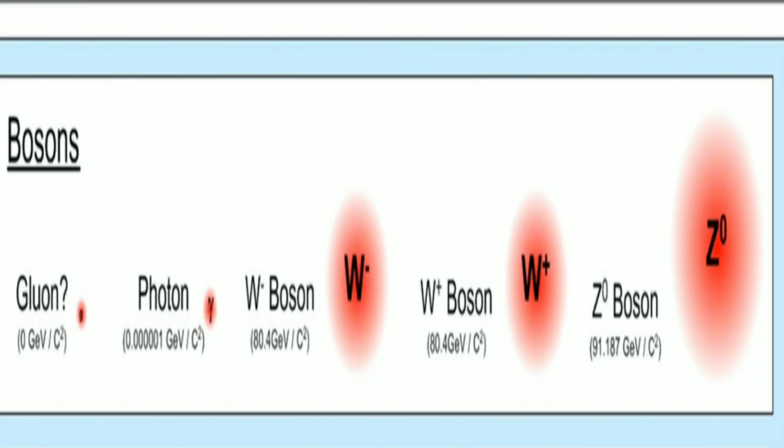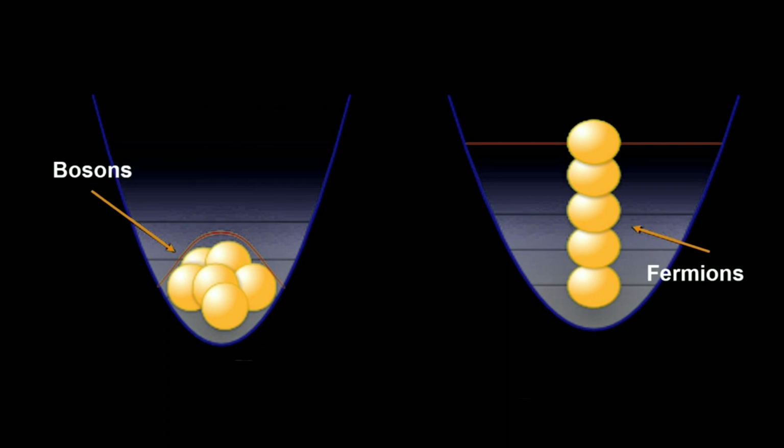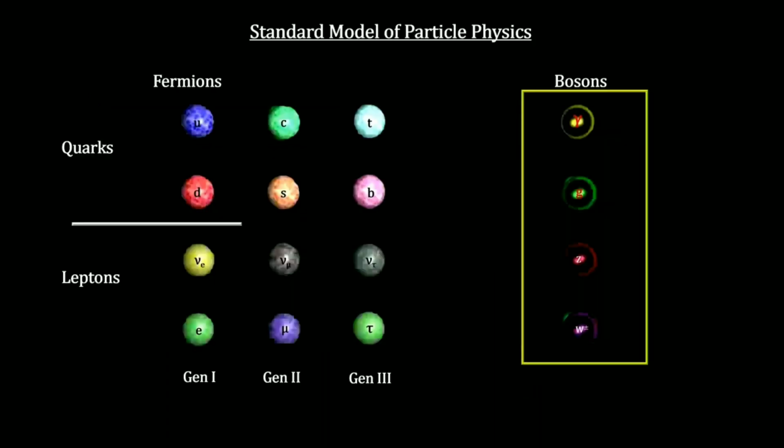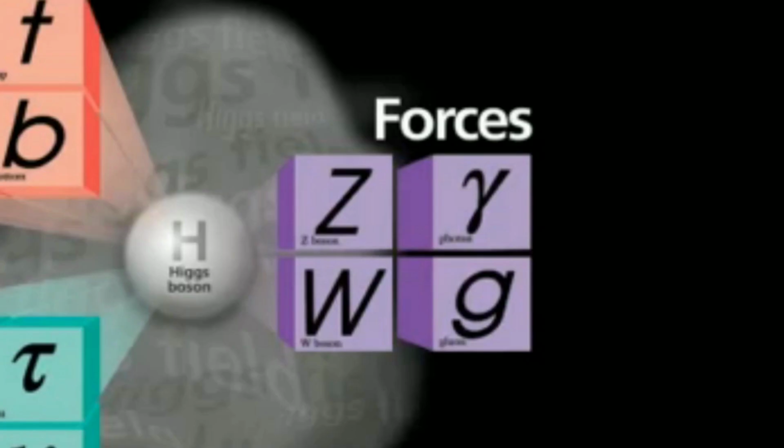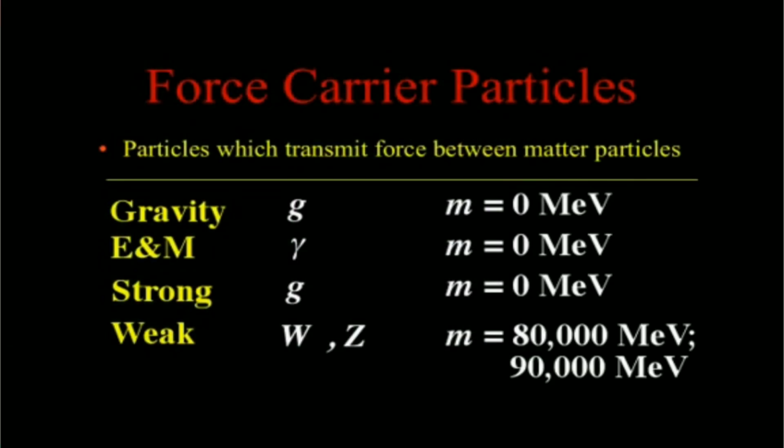The second category of elementary particles is bosons. Bosons are particles that have integer spin and obey the Bose-Einstein statistics, which means that multiple bosons can occupy the same quantum state. There are 2 types of bosons: gauge bosons and the Higgs boson. Gauge bosons are particles that act as the carriers of the 4 fundamental forces of nature: electromagnetic, strong, weak, and gravitational.